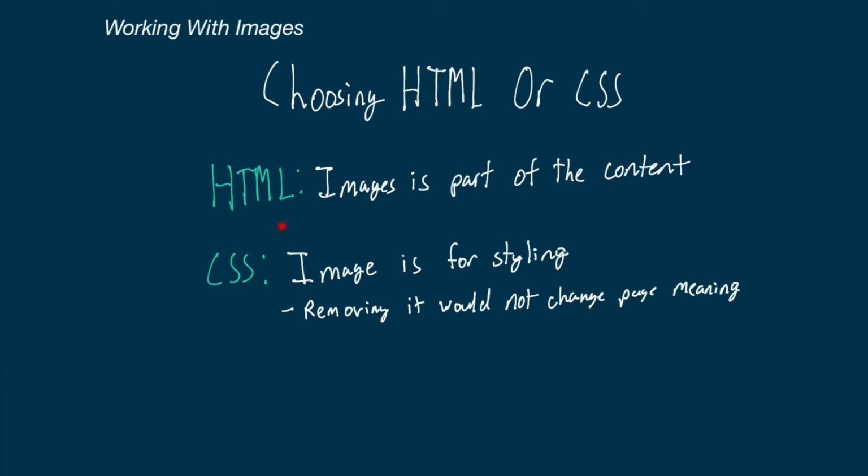Images in HTML should be considered part of the content. If removing an image from the page would change the meaning of the content in any substantial way, then that image probably belongs in the HTML as an image tag. However, if removing the image has no effect on the meaning of the page, then that image likely is just styling information and might belong in the CSS. That said, these aren't absolute rules, and you should always be using your best judgment. Okay, so then how do we actually create an image using CSS?